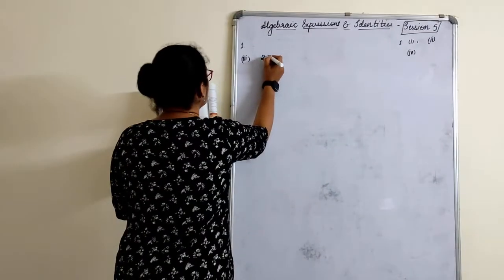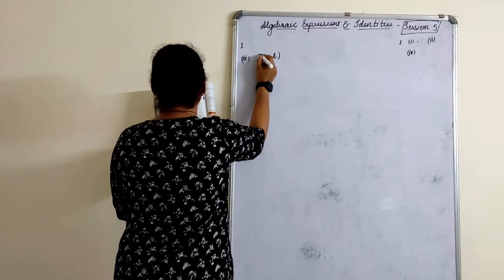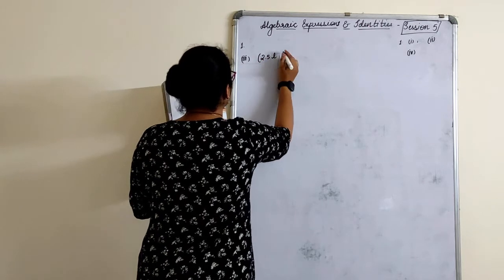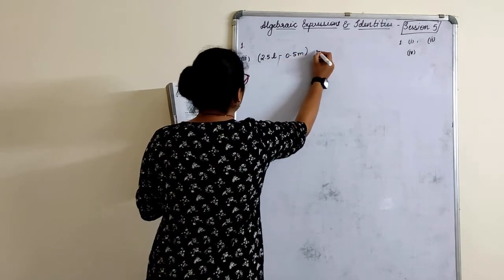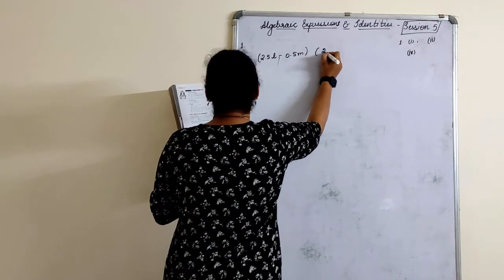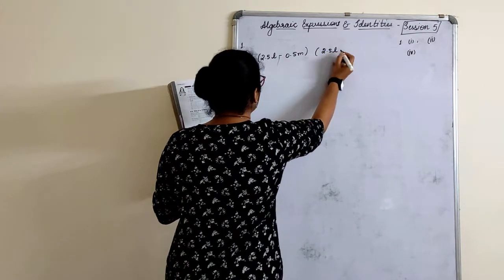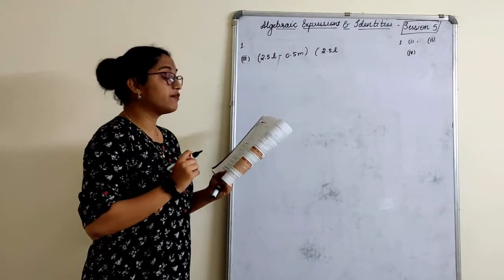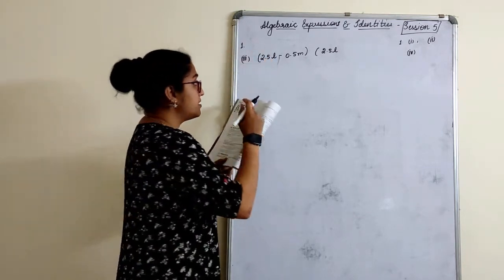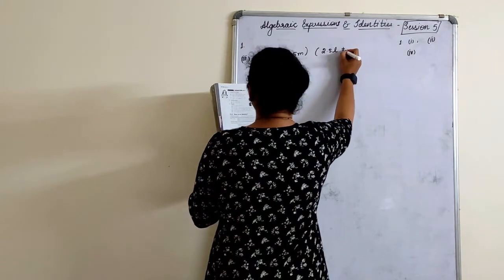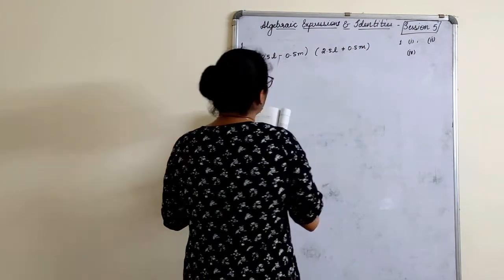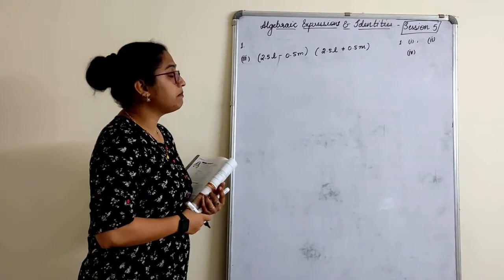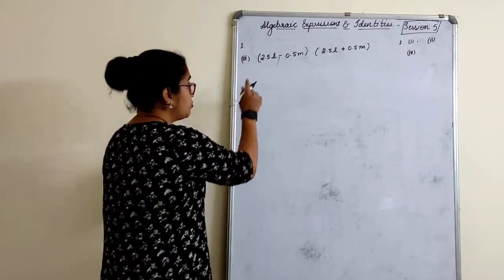That is 2.5L minus 0.5M, into 2.5L plus 0.5M. I had told you "and" means addition, but here they have given multiply. This and this we have to multiply. So when we multiply this, how does the multiplication have to be?